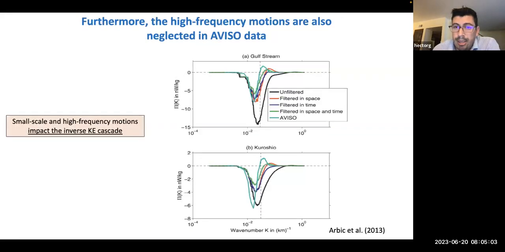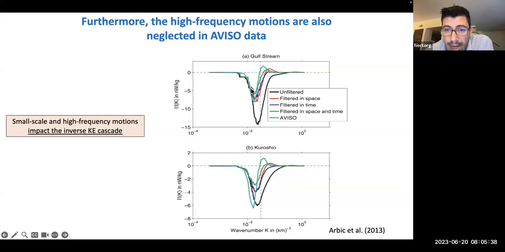One of the studies that I liked is the one done by Brian Arbic in 2013. He used a numerical simulation, and he also compared this kinetic energy cascade estimated from numerical models against AVISO data. But he also played with the temporal resolution and the spatial resolution. So here, for instance, he showed the kinetic energy fluxes in two regions, the Gulf Stream and the Kuroshio.